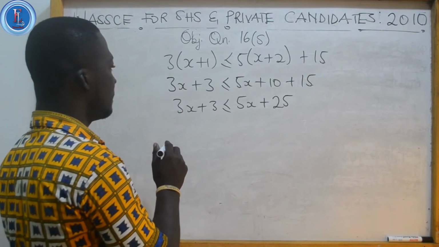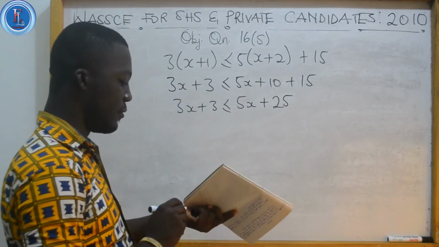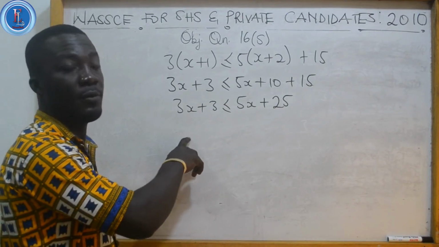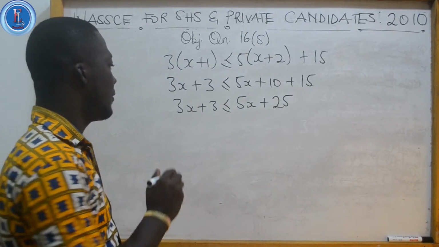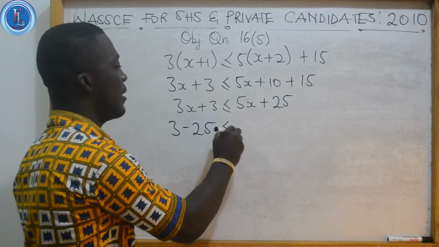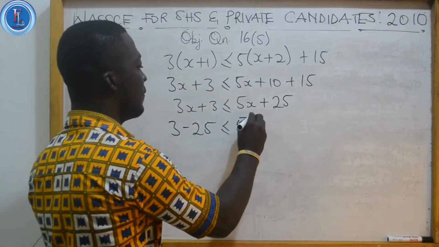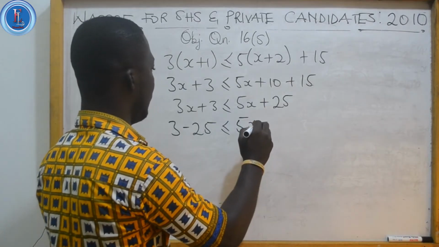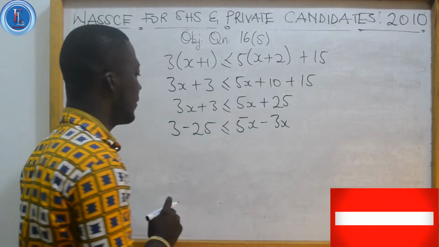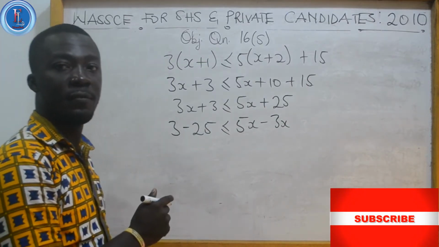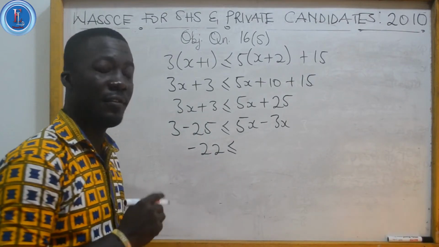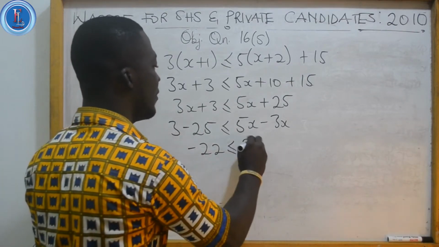So 25 will be transposed to the left hand side and 3x will be transposed to the right hand side. So we are going to get 3 minus 25 is less or equal to 5x minus 3x. 3 minus 25 is negative 22, so it's less or equal to 5x minus 3x will give us 2x.